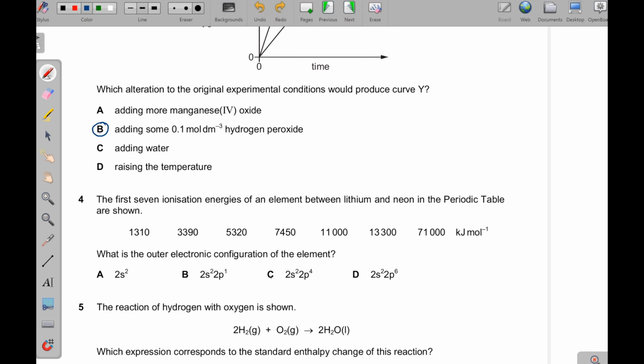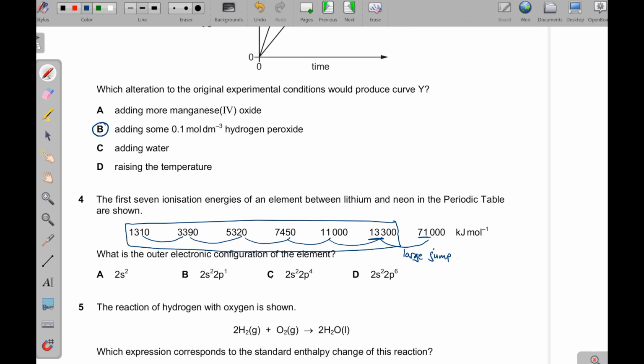Now let's see. The jump here is very small, 5,000 to 7,000, then 7 to 11,000, then 11 to 13,000. Now you move from 13 and you go to 71. So this is a very large jump. Because of this very large jump, that means these first 6 electrons are removed from the same shell, but this other electron, the seventh one, is removed from the inner shell.